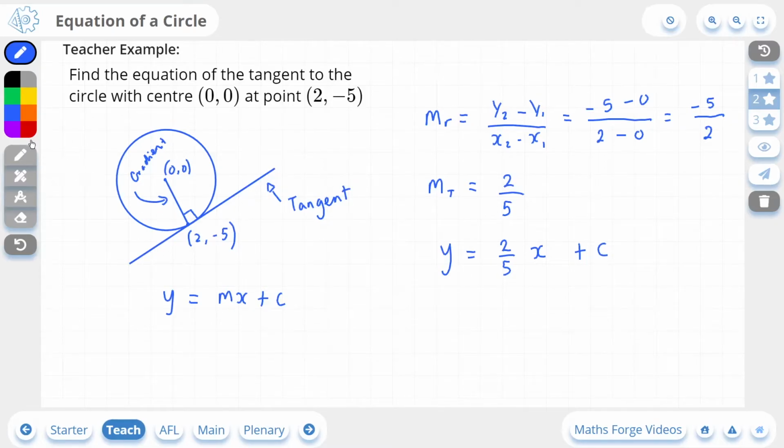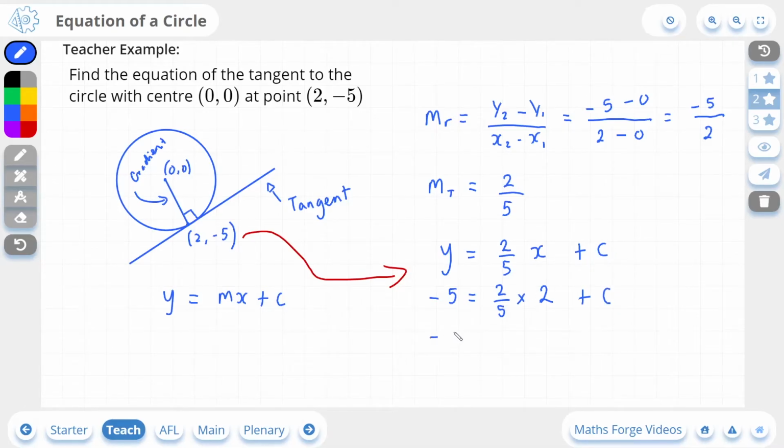Now this plus c is the y-intercept of this line. And we can find this by taking a point on this line and substituting it for y and x into this equation. We know that this line has the point 2, minus 5 that lies on it. So we're going to take this point and substitute it into our tangent equation. So the y, which is minus 5, is going to replace the y here. And then we're going to have 2 over 5 multiplied by the x value, which is 2 in this case, plus c.